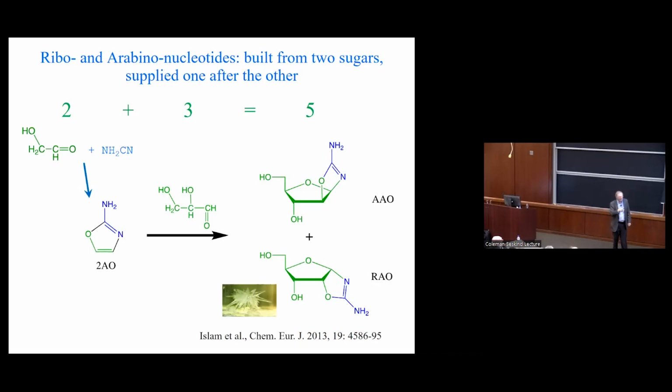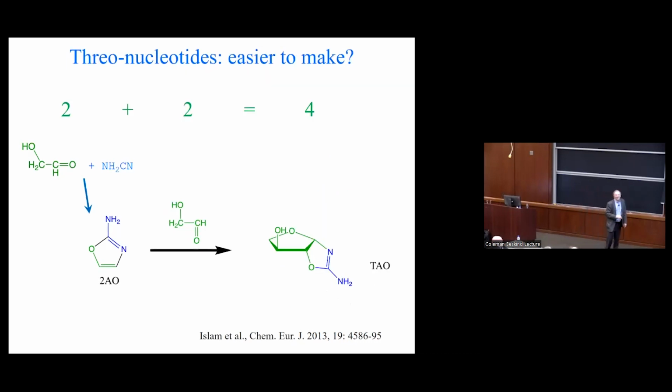But the trick with this pathway is you have to come in first with the 2-carbon sugar, do its reaction, and then come in with the 3-carbon sugar, glyceraldehyde. And that's a little tricky, right? How's that going to happen on the early Earth? So it turns out there are some possibilities, but wouldn't it be simpler to just go twice with the 2-carbon sugar, not worry about having to do sequential additions of different starting materials?